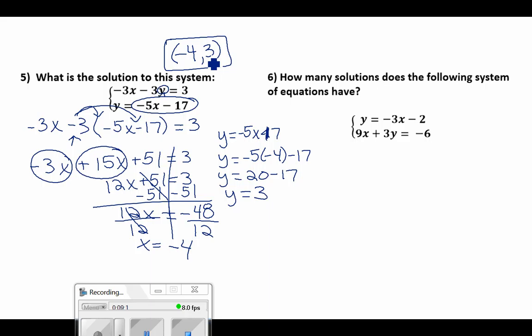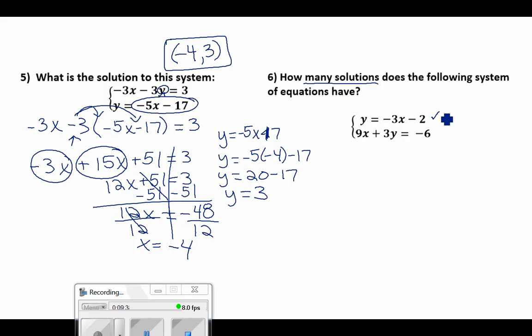Question 6. How many solutions? We're not looking for what the solution is. We just want to know how many there are going to be. And we know if it has one solution, no solution, or infinite solutions, we need to look at what the graph would look like, what the m and the b are. So for this one, we already have it solved in slope-intercept form. So we know the m is negative 3 and the b is negative 2.